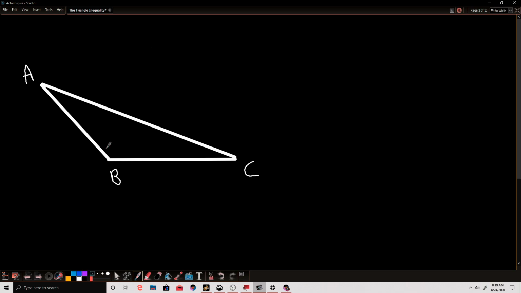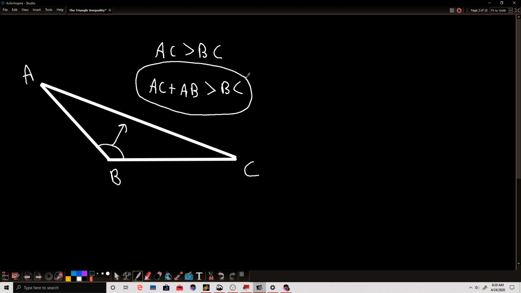Well, something I know right off the bat is that the side opposite to the obtuse angle is the largest side. So I know automatically AC is the largest side. Therefore, since we have that AC is greater than BC, it must be that AC plus AB is also greater than BC. That has to be true since AC alone is greater than BC, and if you're adding it with another positive value, then it has to be even greater.